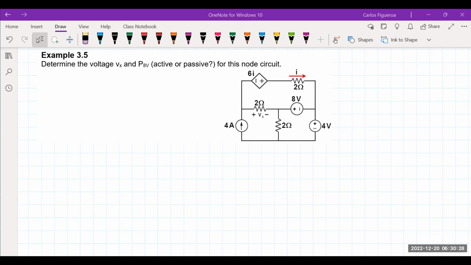Example 3.5. Determine the voltage Vx and the power of the 8-volt source using node analysis. So before we start the counting, we got to figure out the ground.